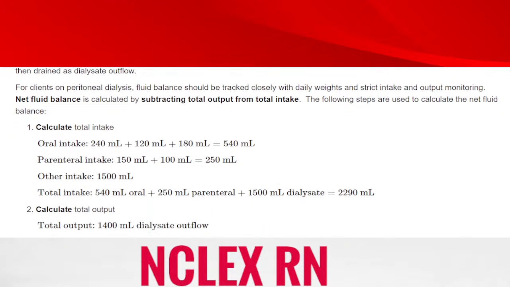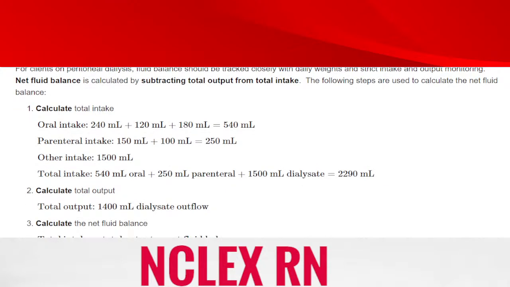Calculate total output: 1,400 milliliters dialysate outflow. Calculate the net fluid balance. Total intake minus total output equals net fluid balance. 2,290 milliliters minus 1,400 milliliters equals 890 milliliters.